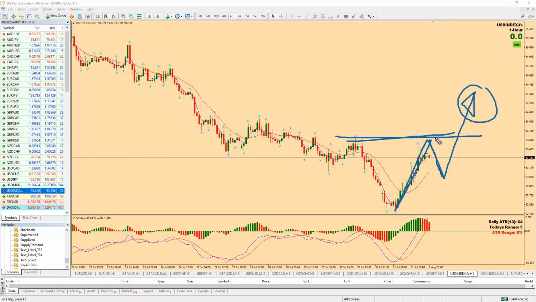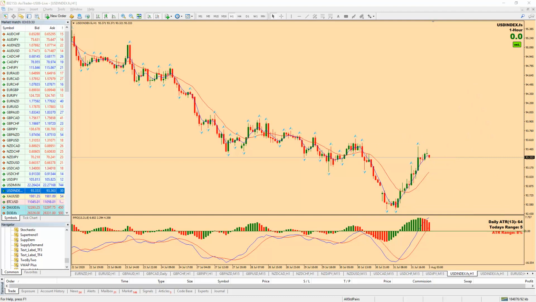That will be an expectation. However, things can, of course, do the opposite. It can come to this area and decide, okay, that's it, and it's going to come back down and break this low and continue to the downside. But my expectation is that we should continue to the upside this week. Okay, so that's what I'm looking for, and we'll see. So let's take a look at the major pairs and see how they fare.